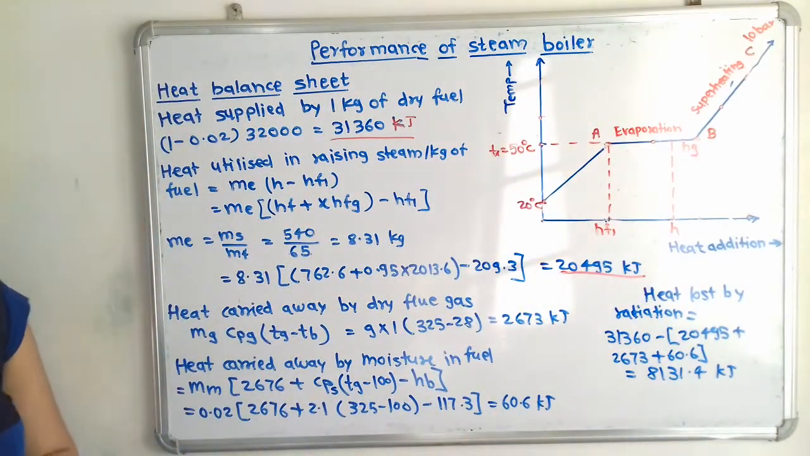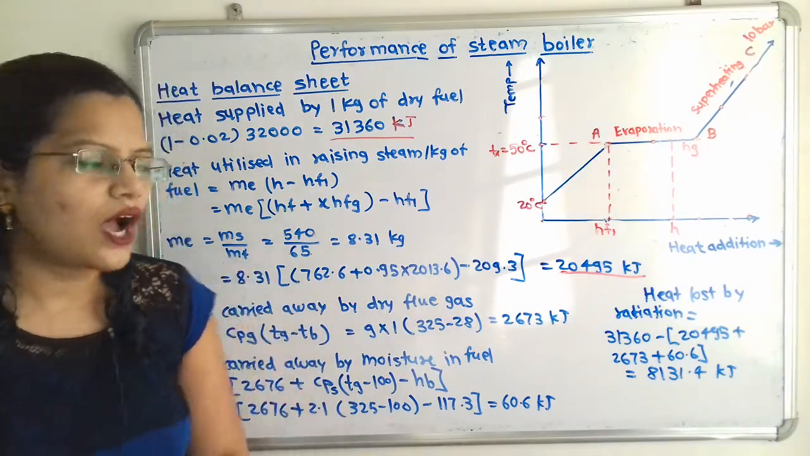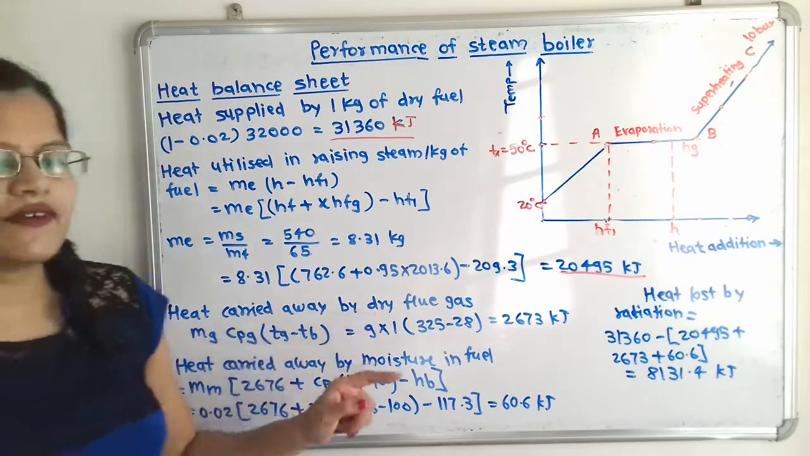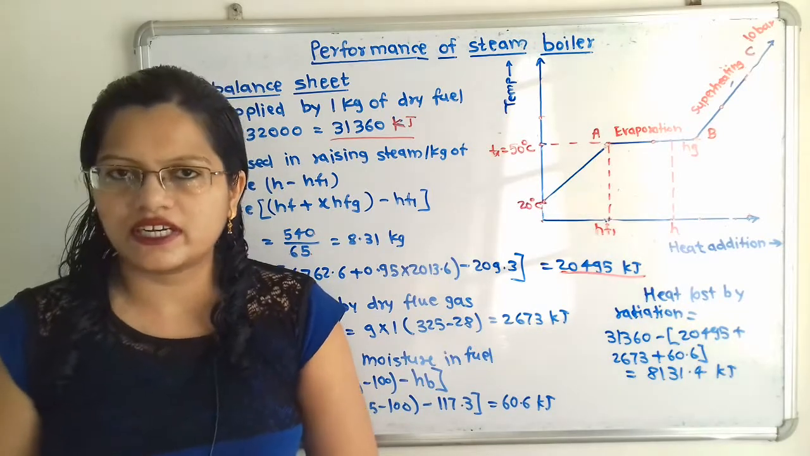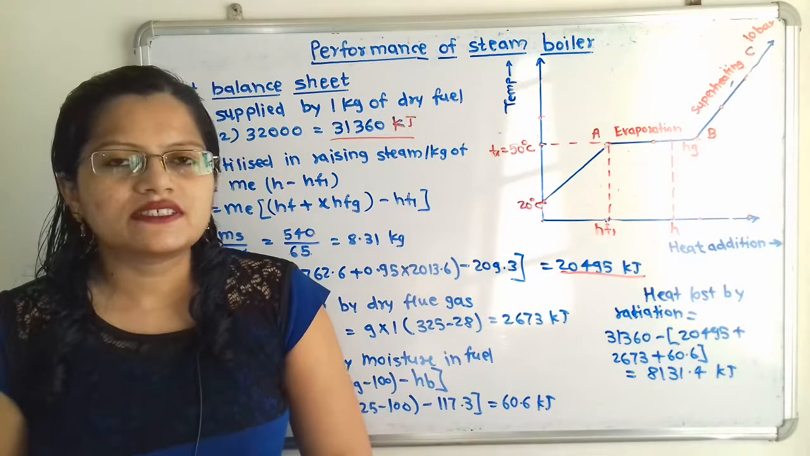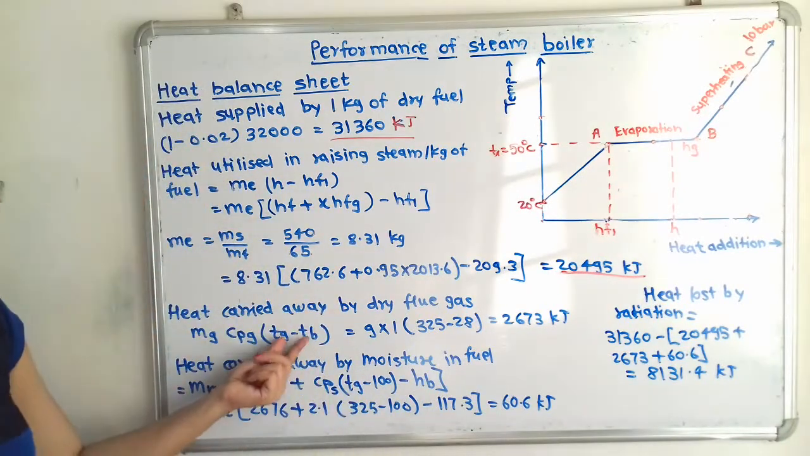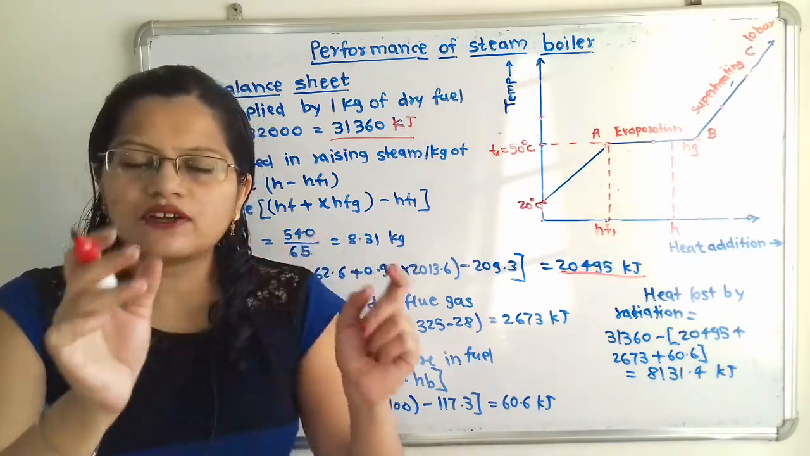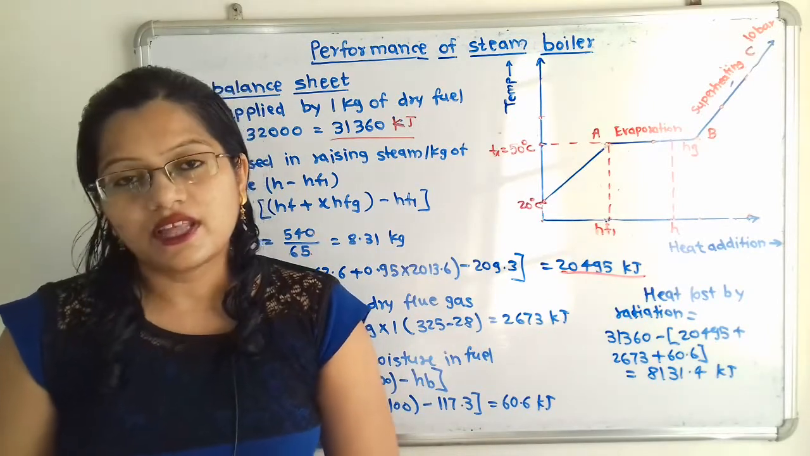Then next we will calculate heat carried away by dry flue gas. So how to calculate? So here is the formula, that is heat carried away by the dry flue gas. So after combustion, flue gas is generated and some heat is carried away by this flue gas. So it is m Cp and temperature difference. So what is the temperature difference? Temperature difference in between this boiler room temperature and the temperature of the flue gas, that we have to take.